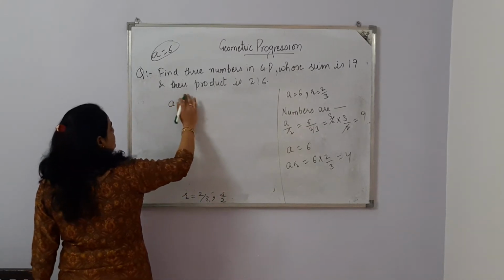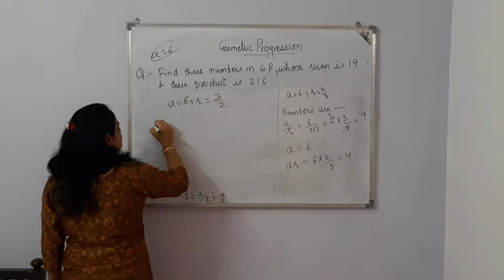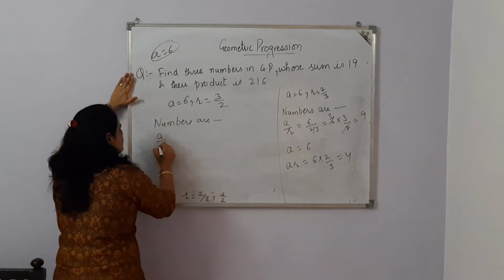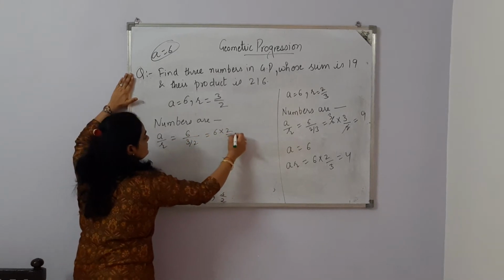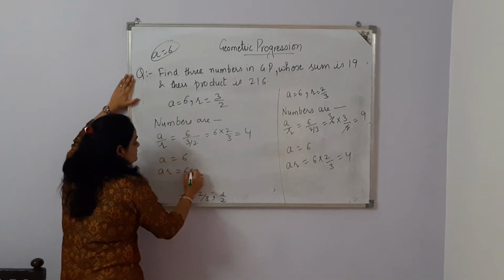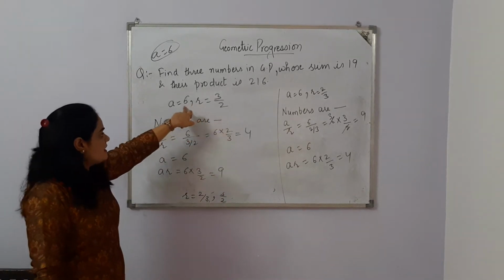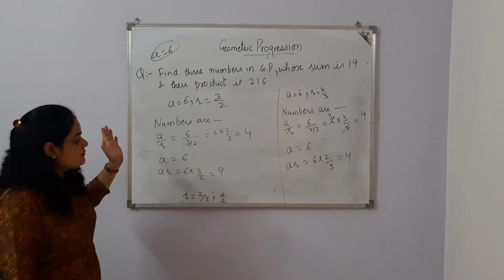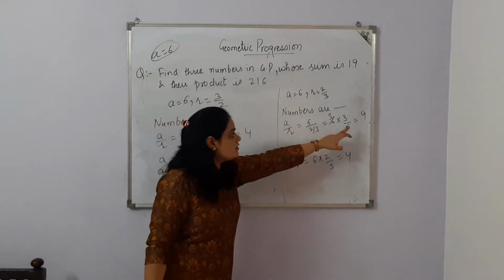Now a is equal to 6 and the other value of r is 3 by 2. So the numbers are a by r, which is 6 by 3 by 2, which is 6 into 2 by 3, it is 4. a's value is 6, ar is 6 into 3 by 2, which is 9. So if a is equal to 6 and r is equal to 3 by 2, then the numbers are 4, 6 and 9. But you are watching that the numbers are just reciprocated. Here the numbers are 4, 6 and 9, and here the numbers are in reversing order, 9, 6 and 4.